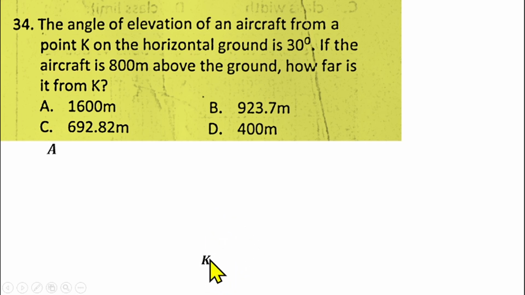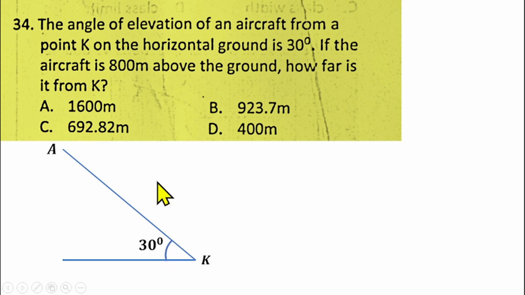So the person will be looking straight first. That should be the original side of the person. You now look at the aircraft, you will now look up. Then the angle here is the angle of 30 degrees, which is the angle of elevation. And the aircraft is 800 meters above the ground, so the distance of the aircraft above the ground is 800 meters.